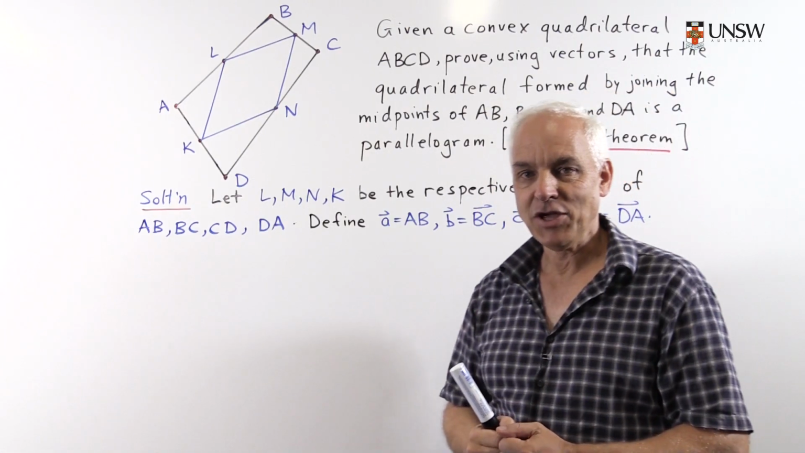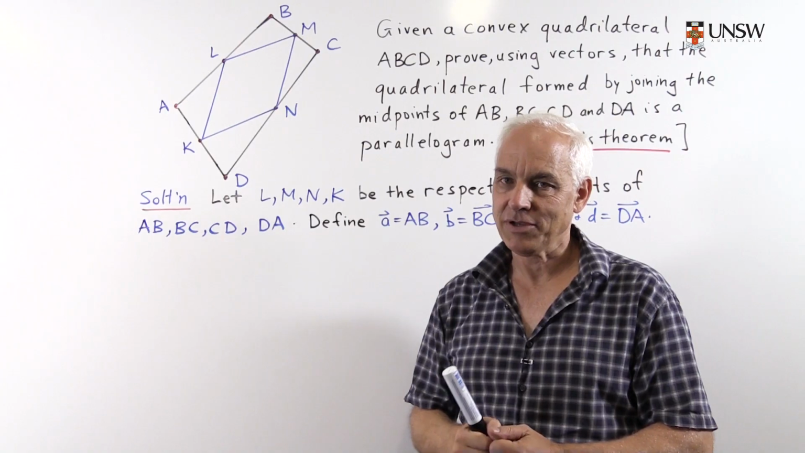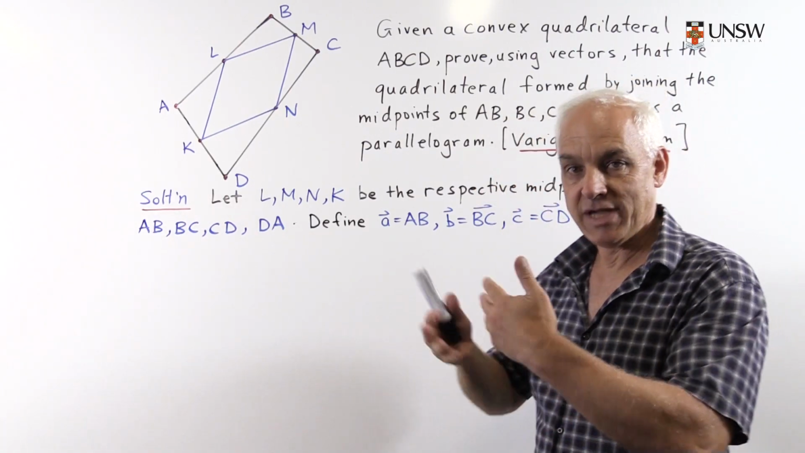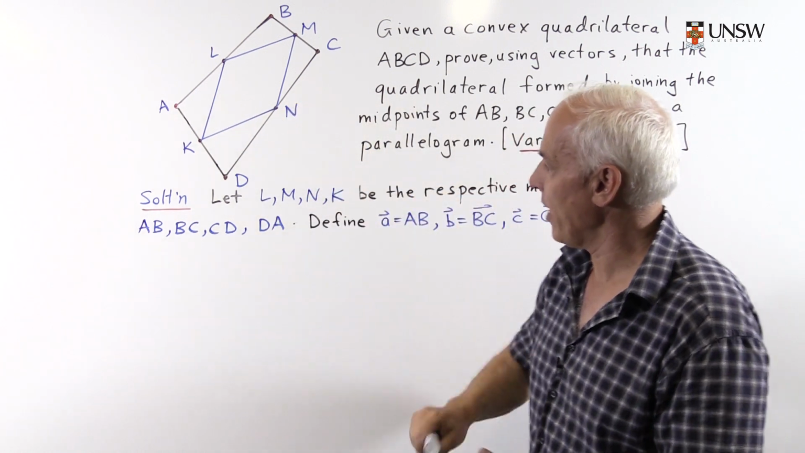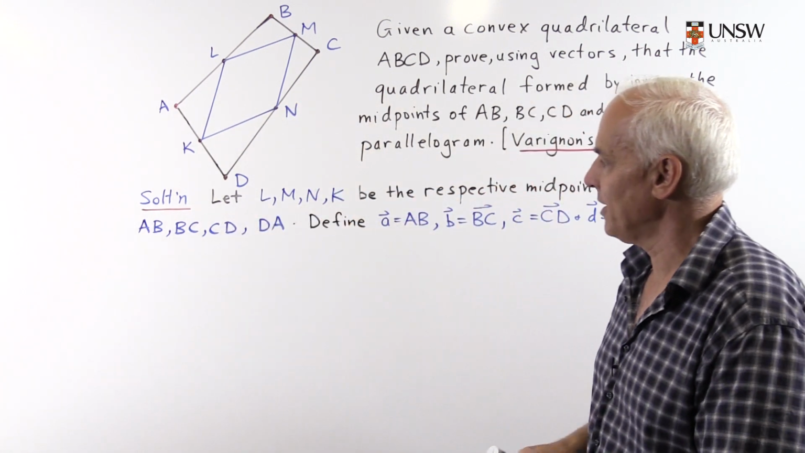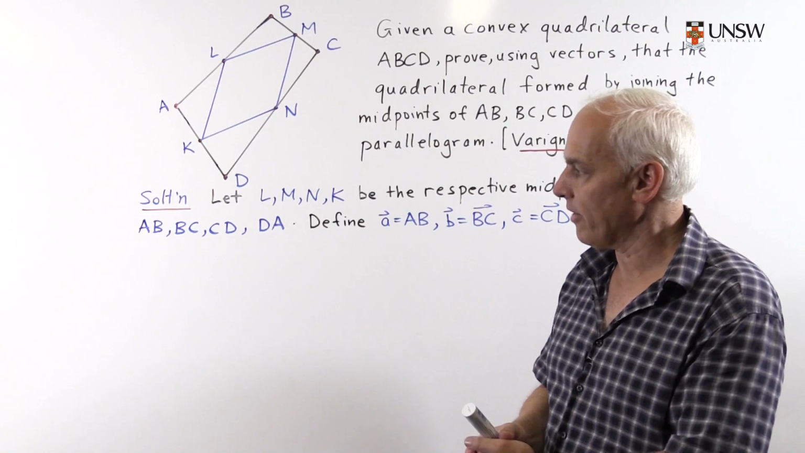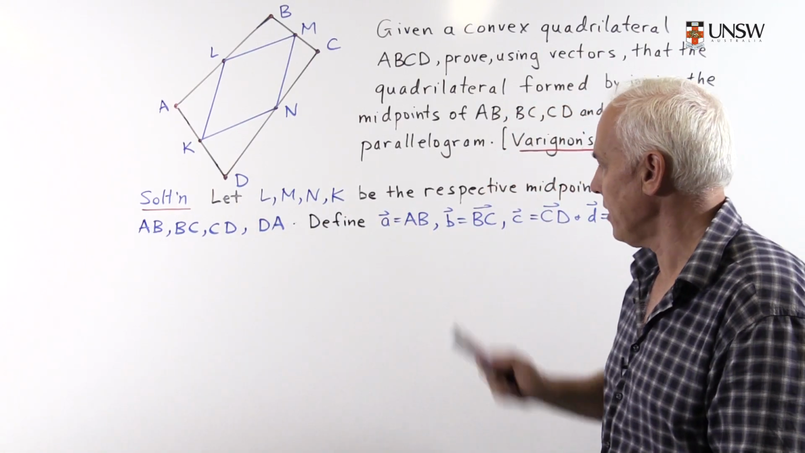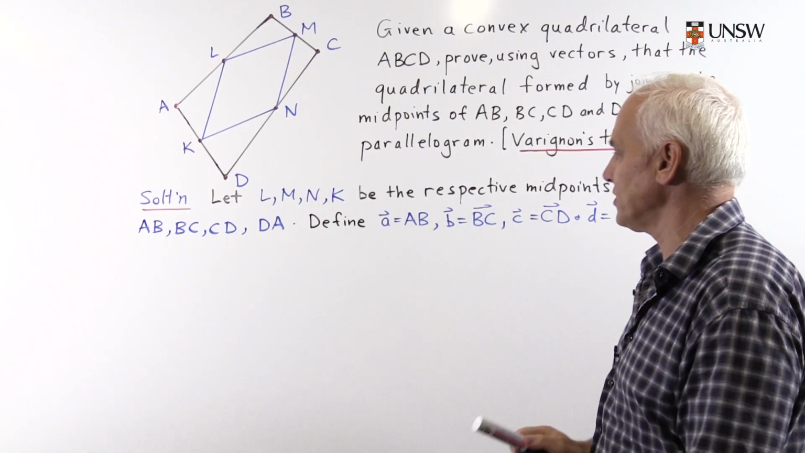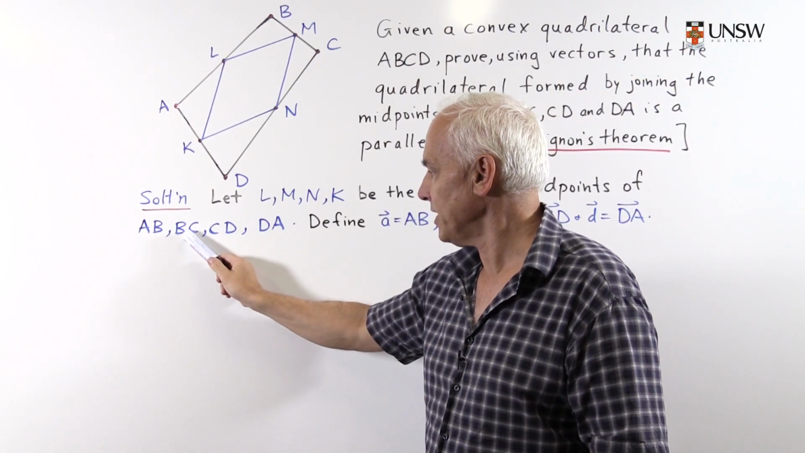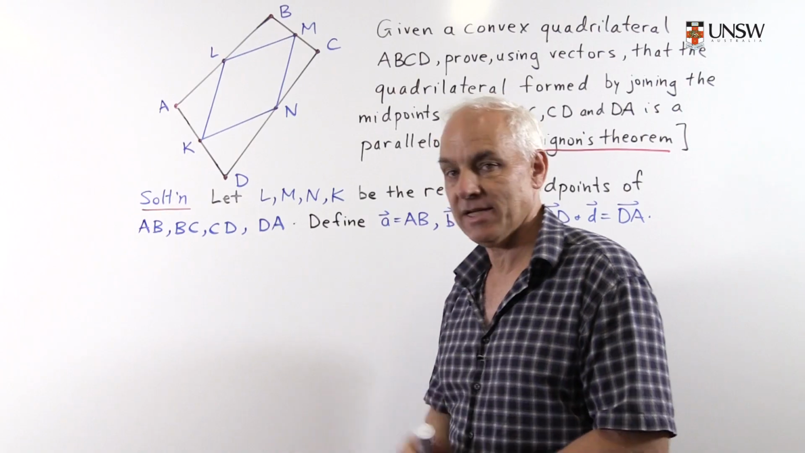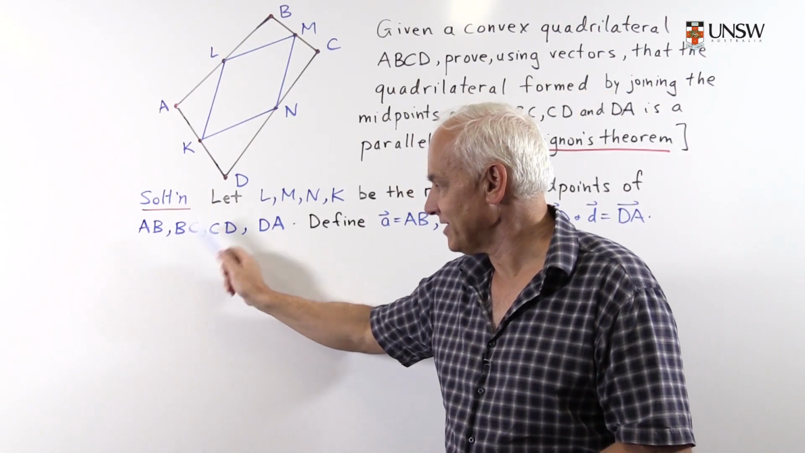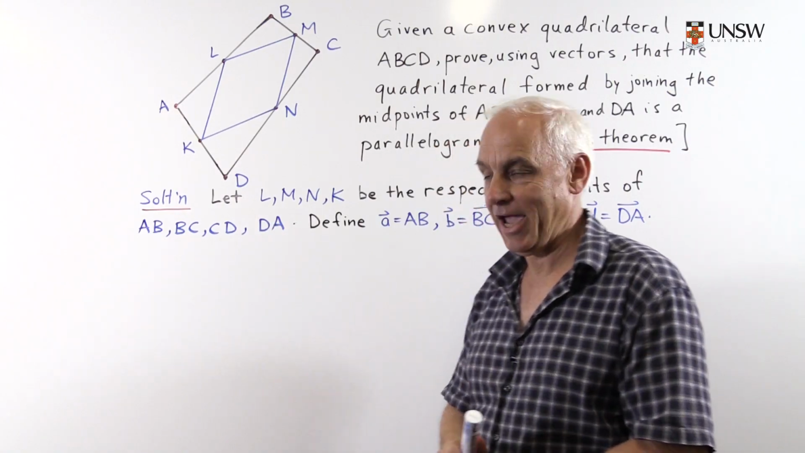So we're going to prove that using a little bit of vector geometry. To start off with, let's introduce some notation. I've drawn a diagram. I'm now going to officially introduce the points that I've labeled on the diagram. So I'm going to say, let L, M, N, and K be the respective midpoints of AB, BC, CD, and DA.